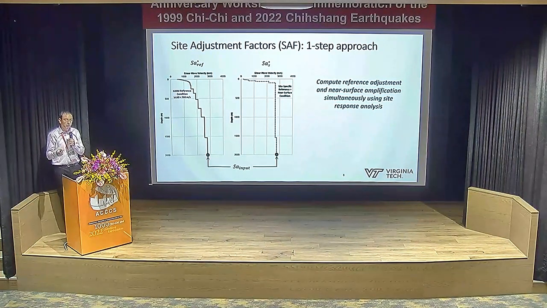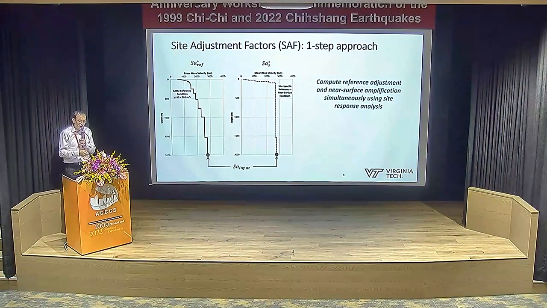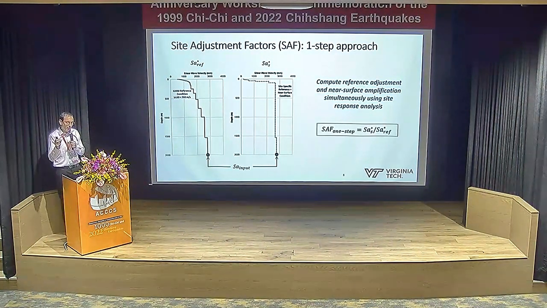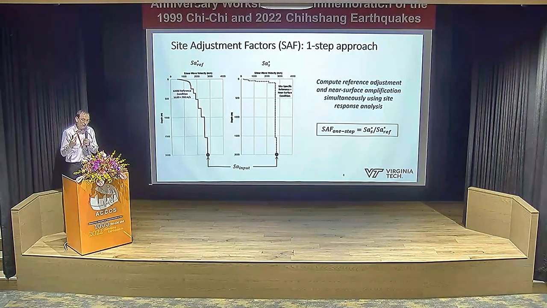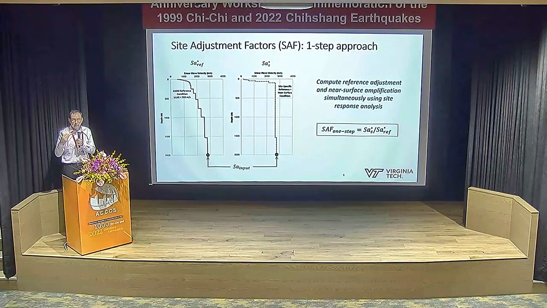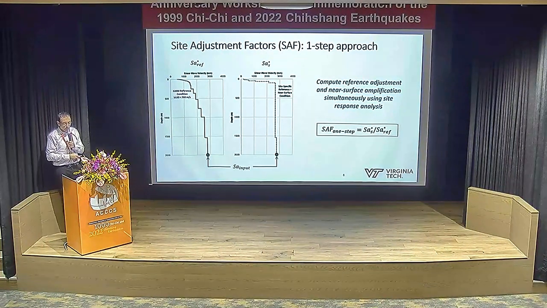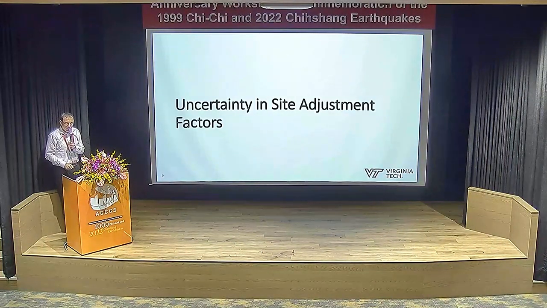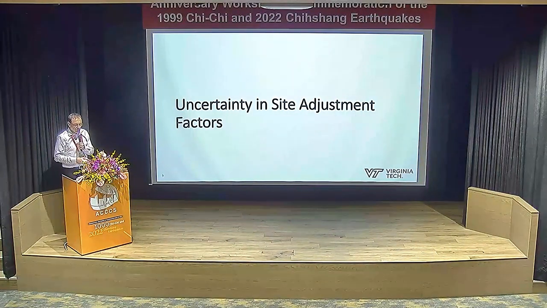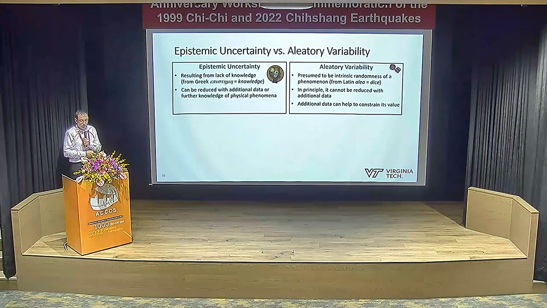And then we apply the same input motion to both the host and the target, and we compute the relative spectral accelerations. We take the ratio of both to compute our site adjustment factors. In this way, we are accounting in a single step both for the differences in the deep crustal profile and the difference in the shallow profile. What's important, however, is that we need to take into account what are the uncertainties in computing these factors.